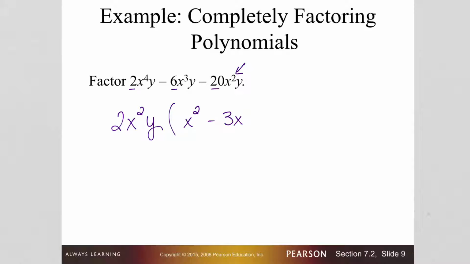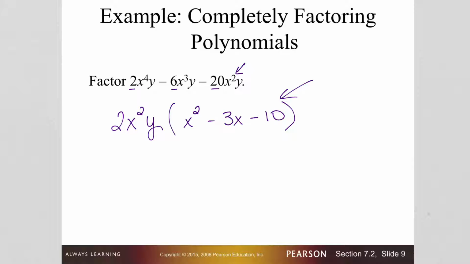What times 2 would give you negative 20? Negative 10. And I don't need any more x's, and I don't need any more y's. Now, once you get to this step right here, you need to ask yourself, is it possible that what's inside the parentheses could be factored? Let's figure it out. Let's go back to yesterday's lesson.